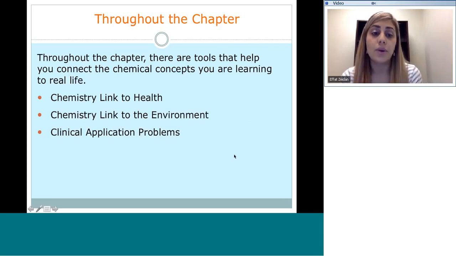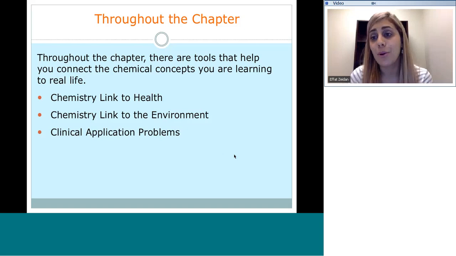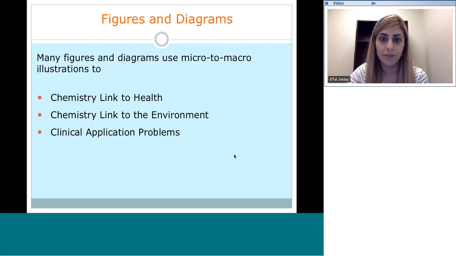And throughout the chapter, there are also tools that help you connect the chemical concepts you are learning to real life. I know that for most of us, we like to see that link. We want to see, why is it relevant? Why do we need to study this? And so the chapter helps us with that because it provides us with tools that allow us to connect the chemical concepts that we are learning, whatever topic we are studying, with health, with environment, or with clinical applications, so we can see how it is applicable to real life.